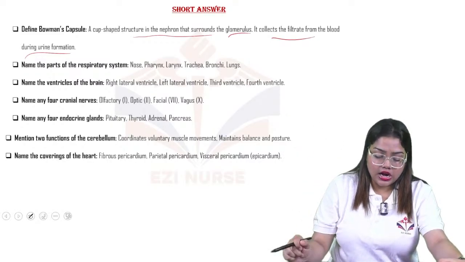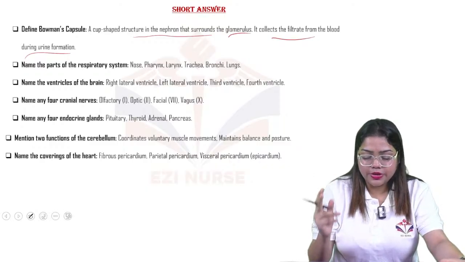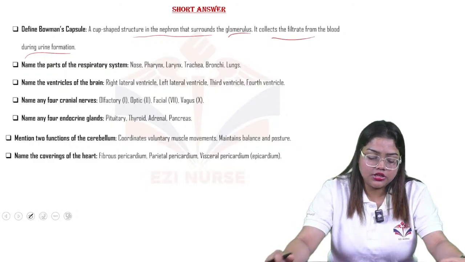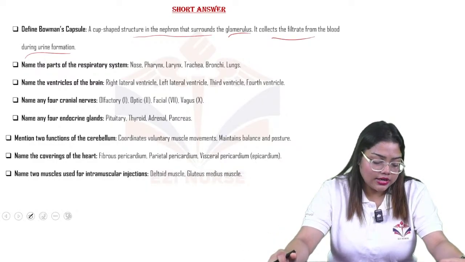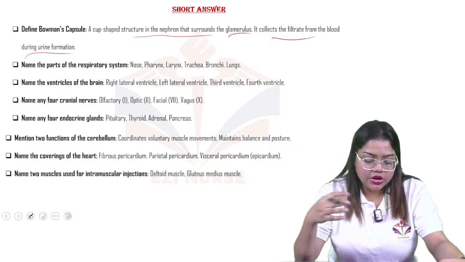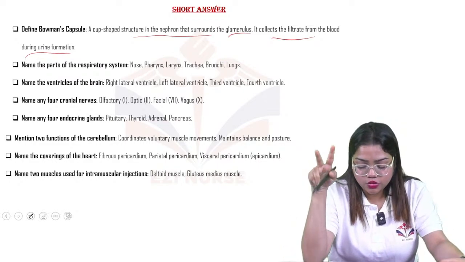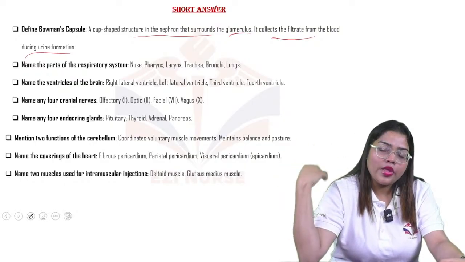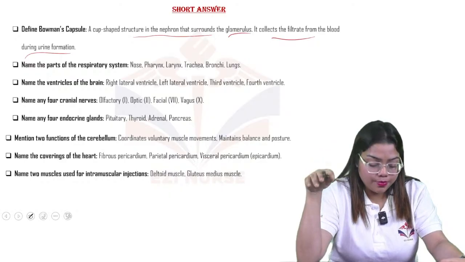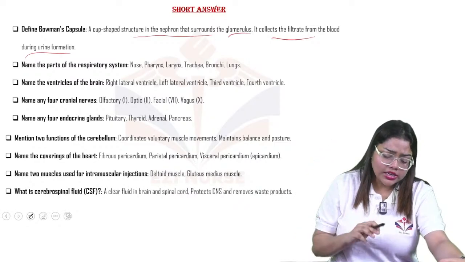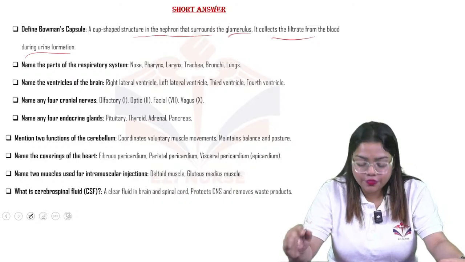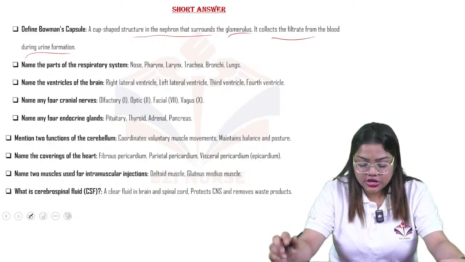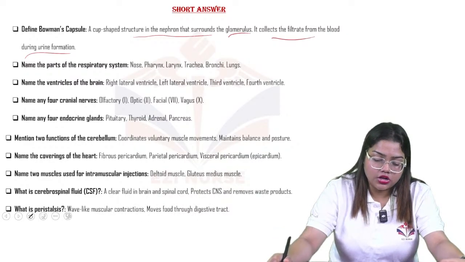Name the coverings of the heart: the fibrous pericardium, parietal pericardium and visceral pericardium or epicardium are the three layers or coverings of the heart. Name two muscles used for intramuscular injection: deltoid muscle and gluteal muscle, okay. Deltoid muscle is placed here and gluteal muscle is placed in the buttocks. What is cerebrospinal fluid? It is a clear fluid in the brain and the spinal cord. It protects the central nervous system and removes waste products.